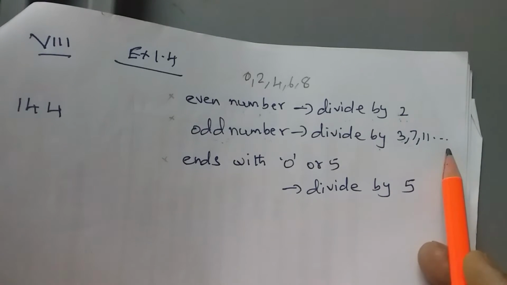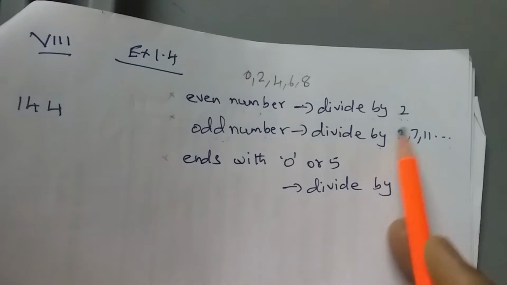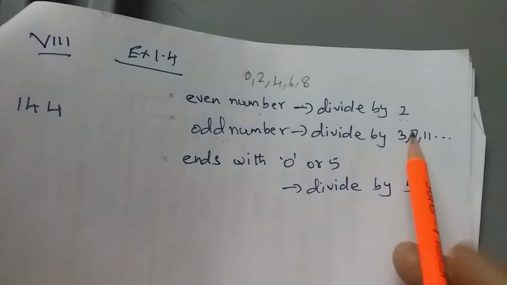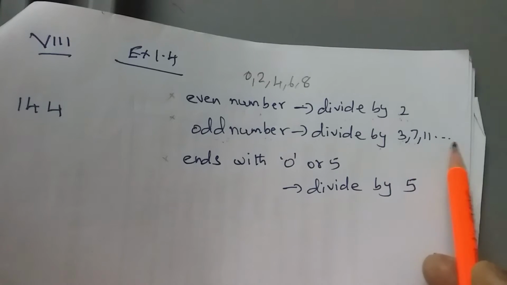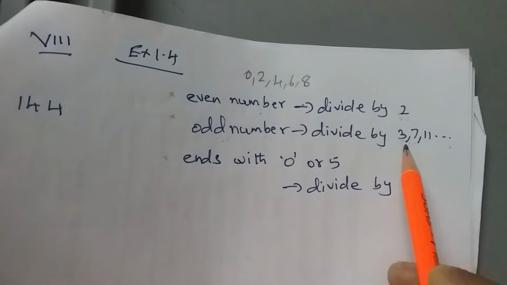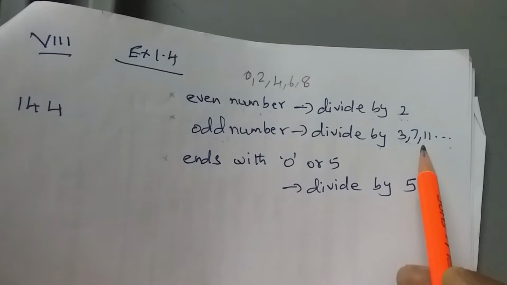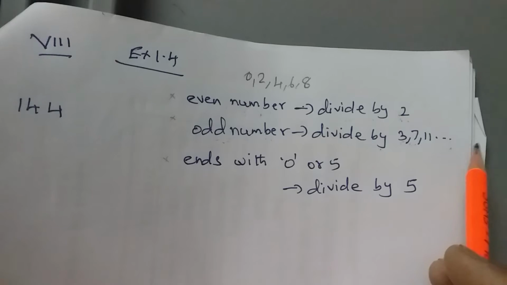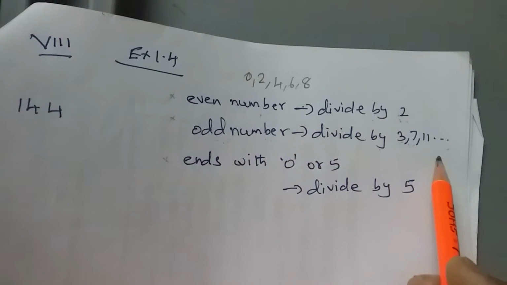Why only such numbers? Do you remember? Yes, because the method itself is prime factorization. So we should divide only by the prime numbers. So this 2, 3, 5, 7, 11, 13, 17, etc. These are all the prime numbers. So you should divide the given number only by the prime numbers.